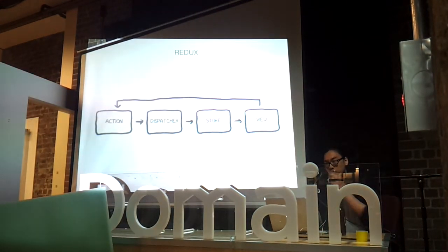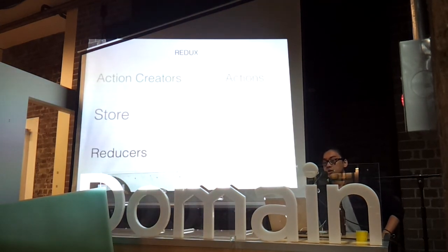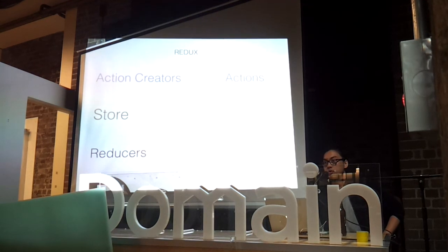Cool. So the Redux model isn't very different from the Flux model. The main difference is that there really isn't a set dispatcher. Dispatchers are typically handled by the store. That's a very minor change. So there's really three main components in Redux: your action creators and actions, your store, and your reducers, right?